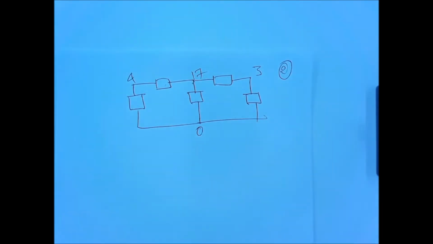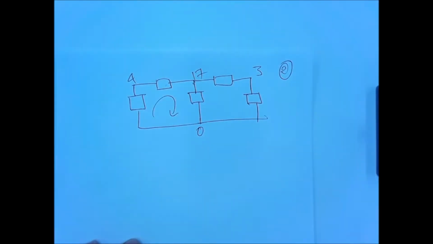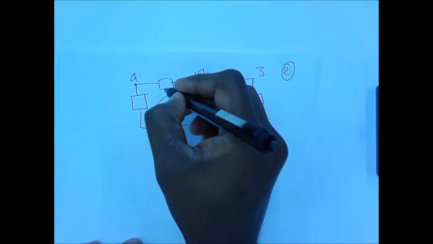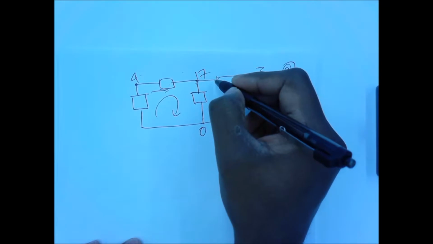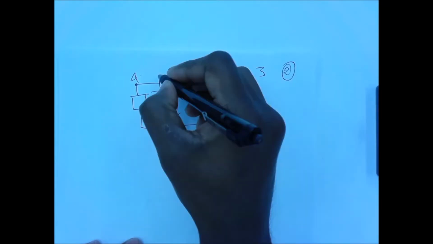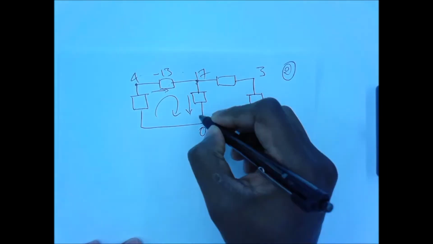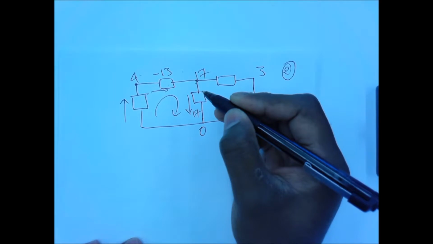Now let's see the potential drops. Let's say this is one loop, right? What's the potential drop from this point to this point in this direction, from left to right? Negative 13. In this direction? 17. In this direction? Negative 4. Add these things up.